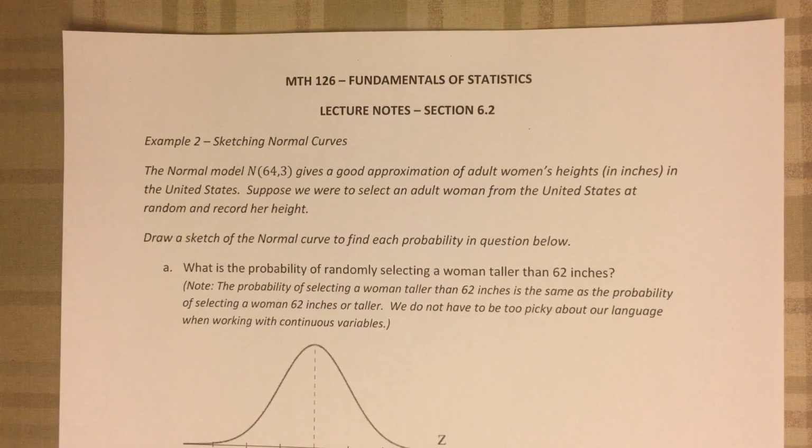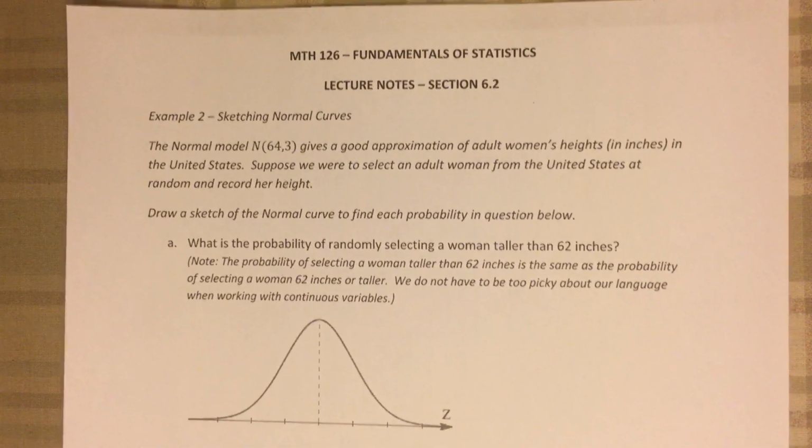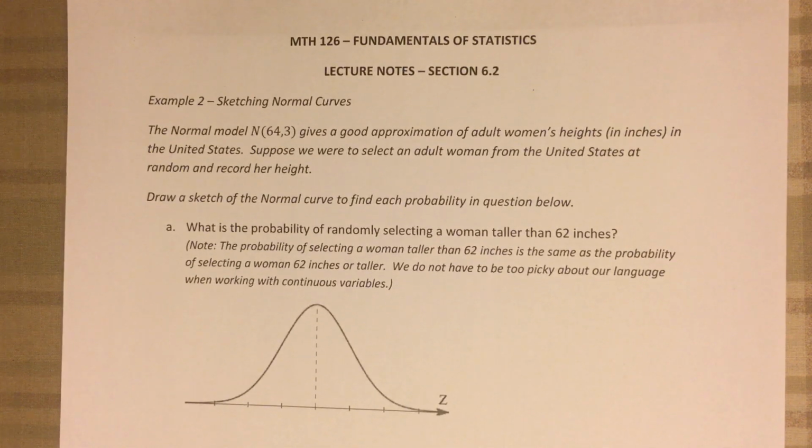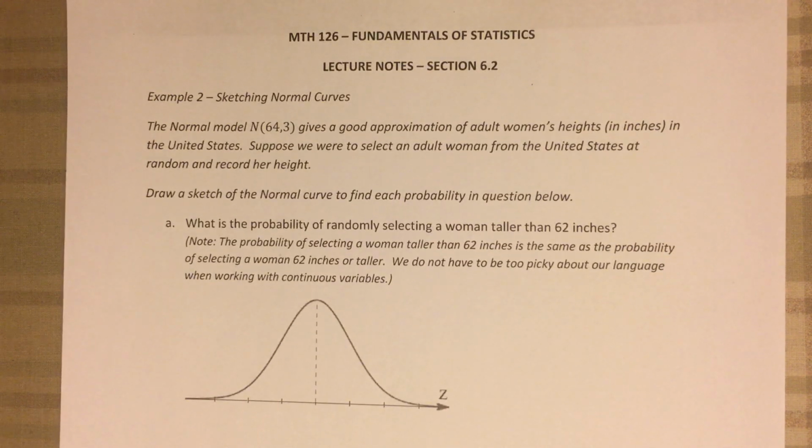So example 2, again, we're going to look at sketching some normal curves. Reading through the line of our problem here, the normal model N(64, 3) gives a good approximation of adult women's height in inches in the United States. Suppose we were to select an adult woman from the United States at random and record her height. Draw a sketch of the normal curve to find each probability in the question below.